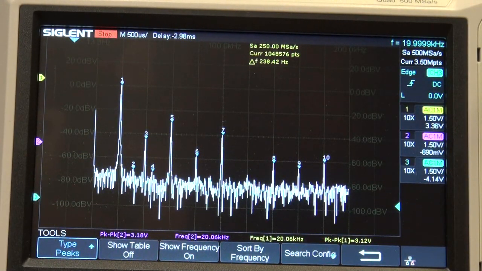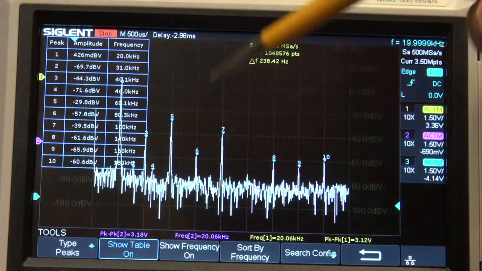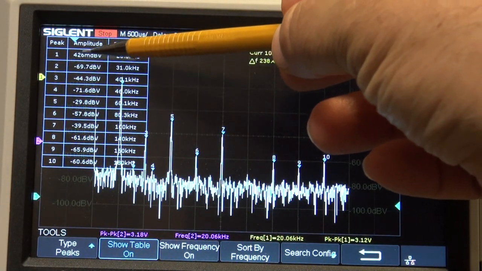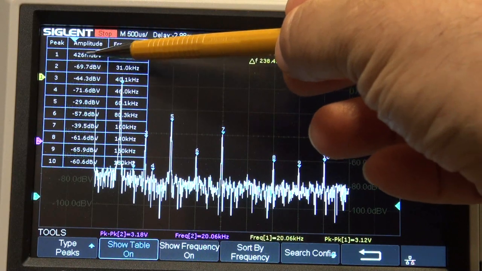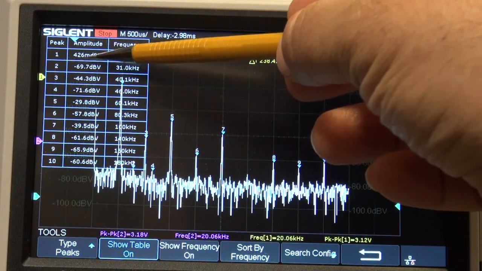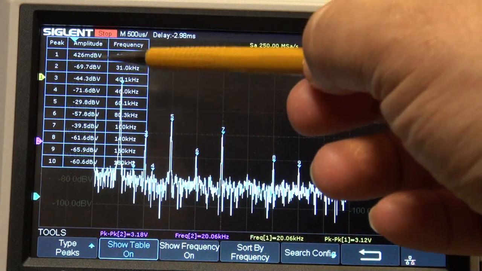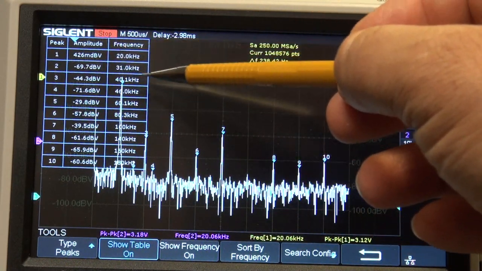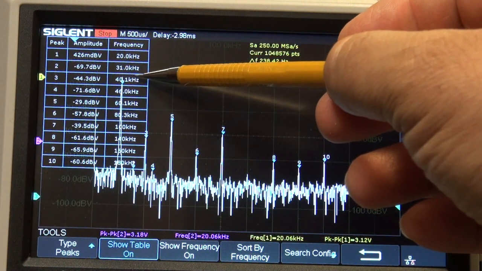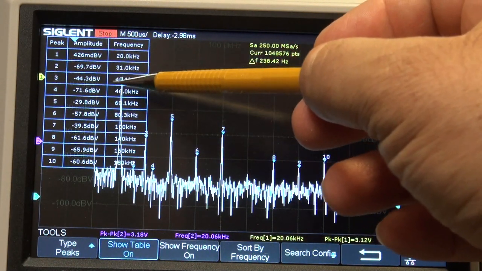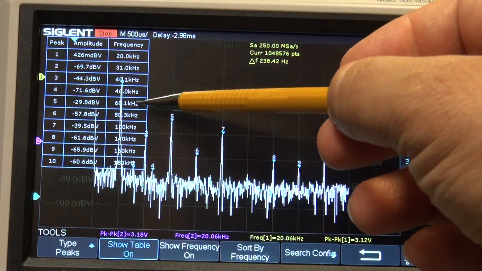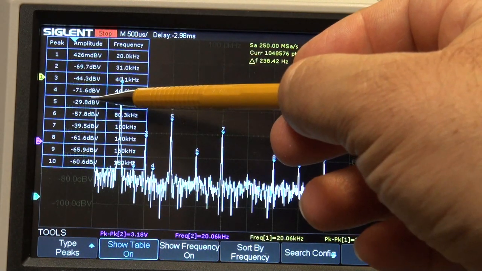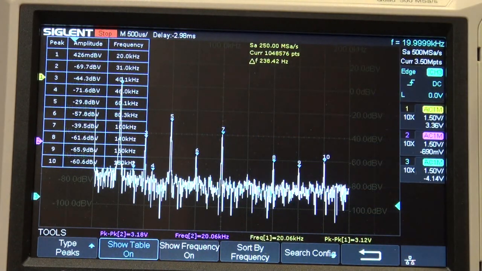So if we turn on the table function, we can see the 20 kilohertz fundamental at 426 millidBV, which is almost zero. And I'm not sure what that is, but it's very low. 40 kilohertz, first harmonic, 44.3 dB below. 60.1 kilohertz, about 30 dB below. So the distortion products are fairly low.